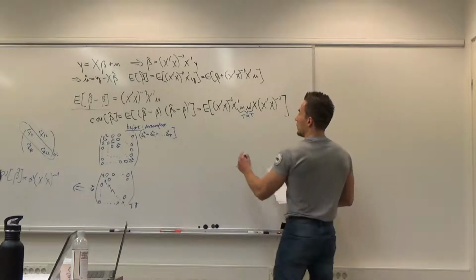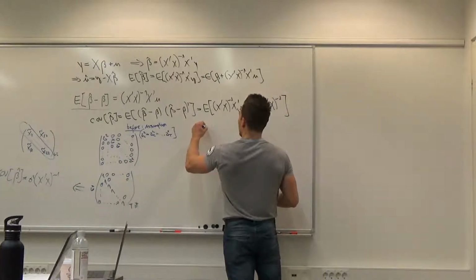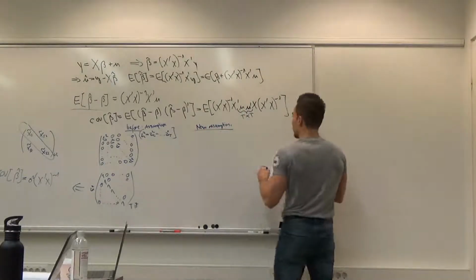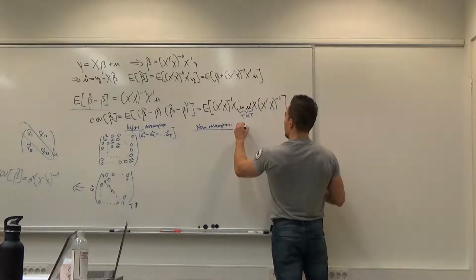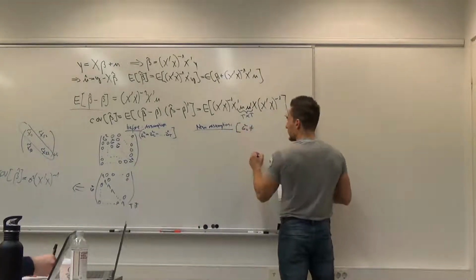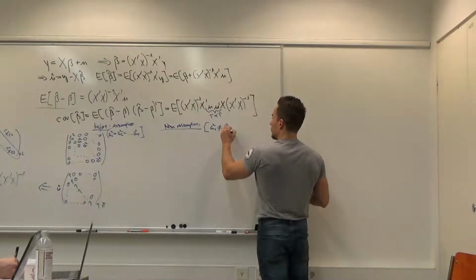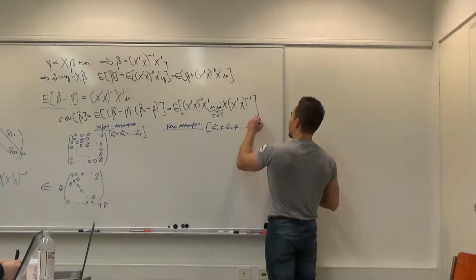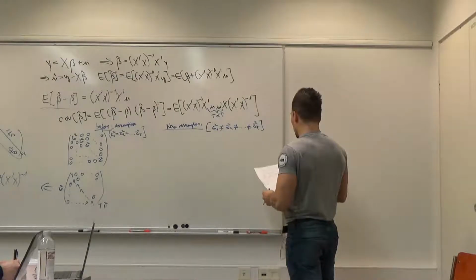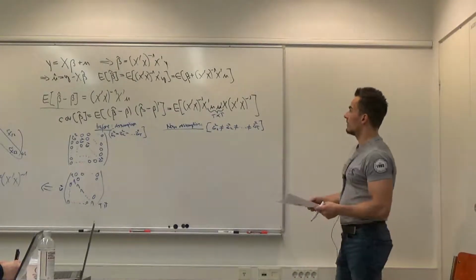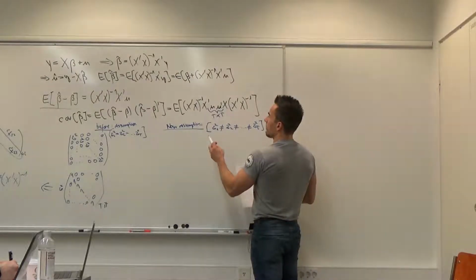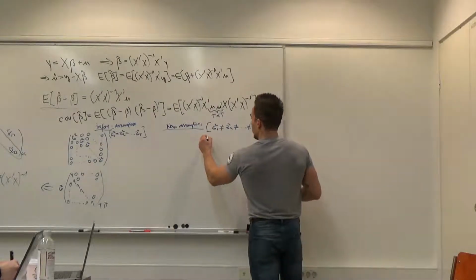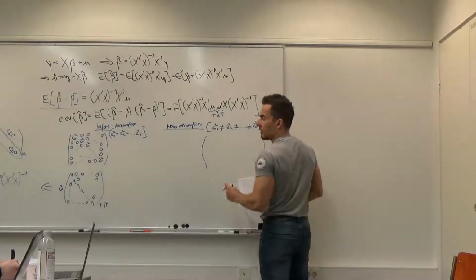So what happens now? Our new assumption is that sigma square at time t1 is not equal to sigma squared at time t2, and it's not equal to sigma squared at time capital T. So what does that mean? It means that we cannot do this operation here, because on the main diagonal the elements are not the same.